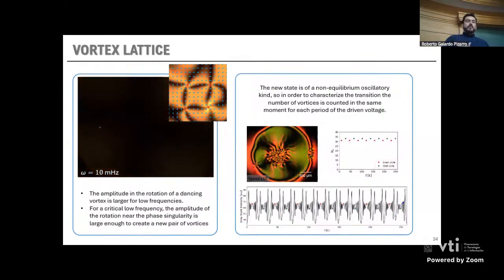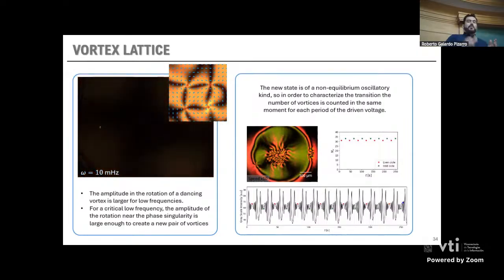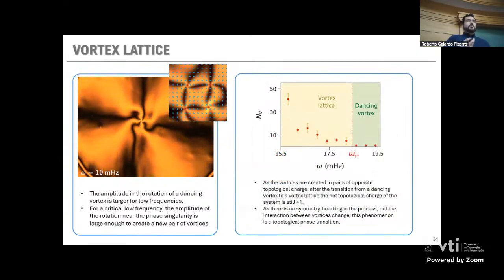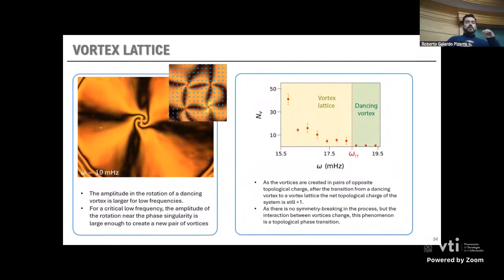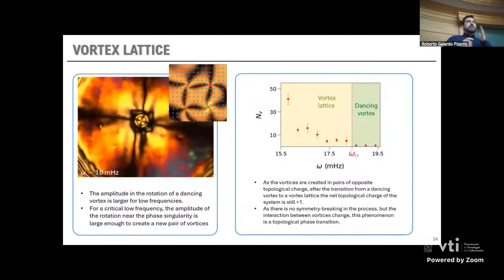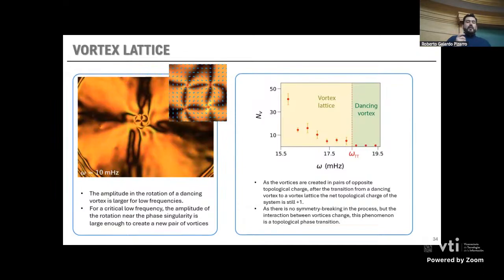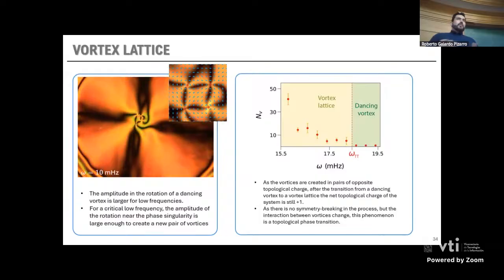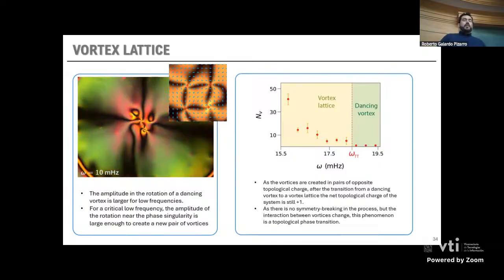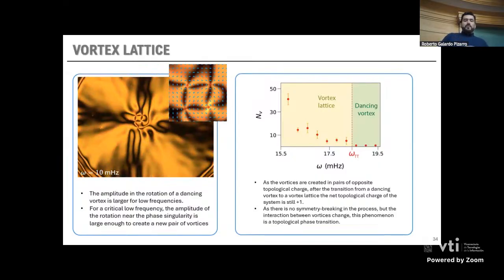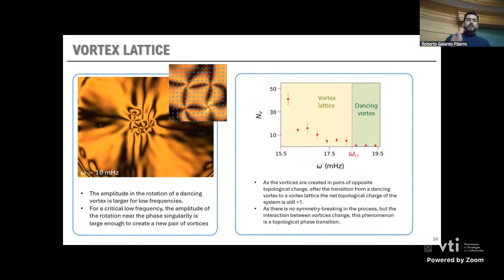So we wanted to understand how we pass from this dancing vortex to this vortex lattice. So we studied the transition, and we discovered that there is a critical value of the frequency at which the number of vortices starts to grow, and the lattice will have more and more vortices if we have a low frequency. Also, as the vortices are created in pairs of opposite topological charge, the net topological charge of the system is not changed, and there is no broken symmetry. So we have here a topological phase transition, like the one in the cavity model that we have in quantum mechanics.